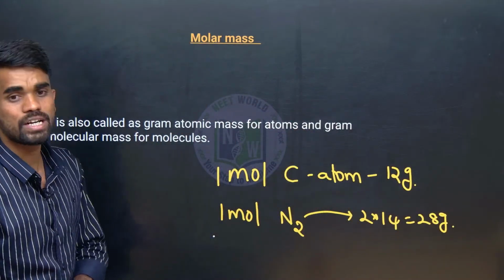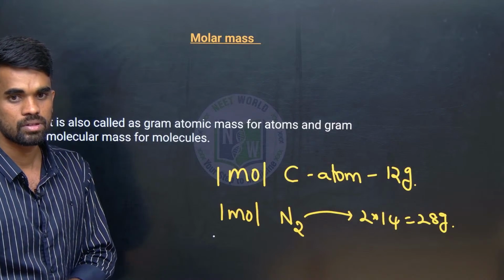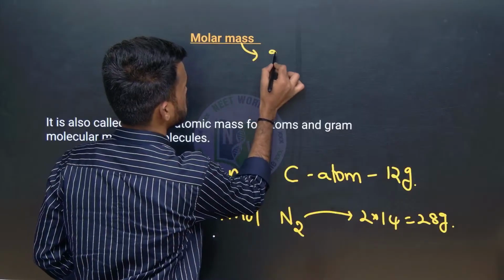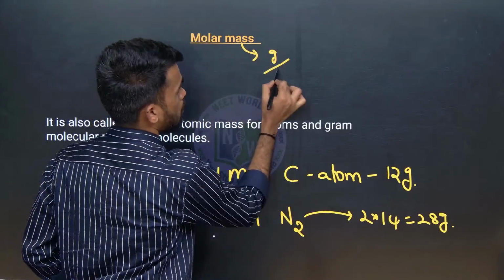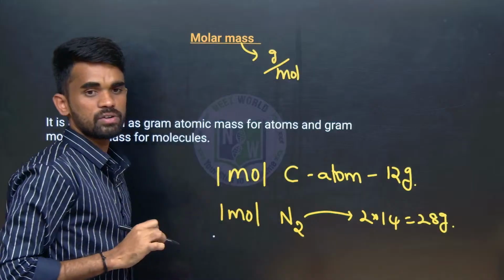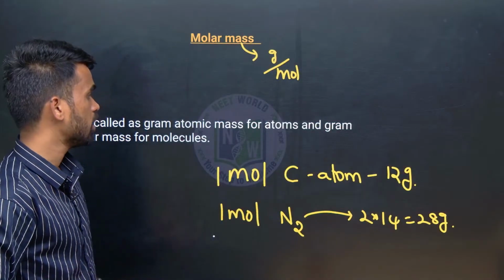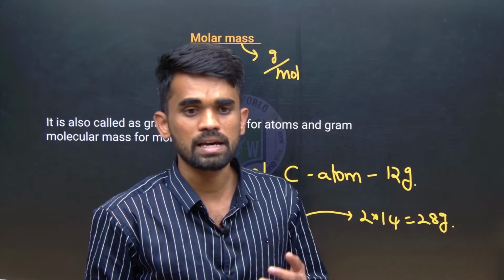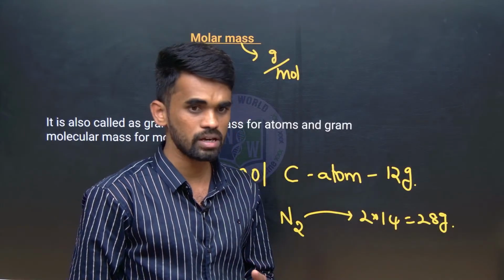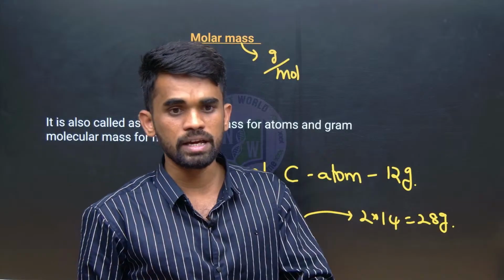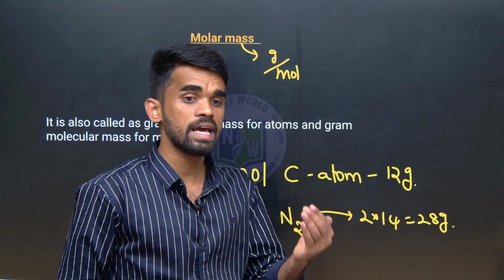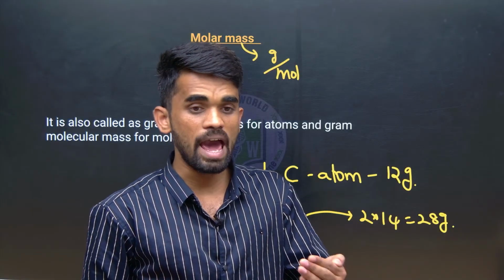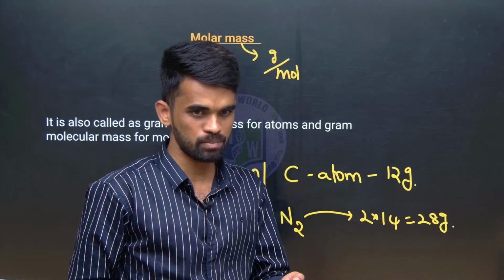What is the unit for molar mass? Molar mass means mass, which is grams, per mole. Gram per mole is the unit for molar mass. If someone asks you the molar mass of carbon, you should say 12 gram per mole. Nitrogen, N2, 28 gram per mole. Nitrogen atom, it is 14 gram per mole, like that.